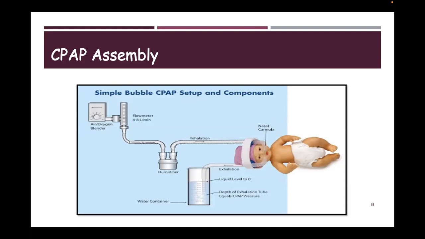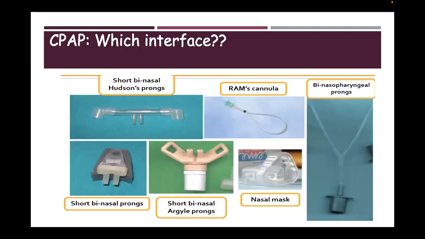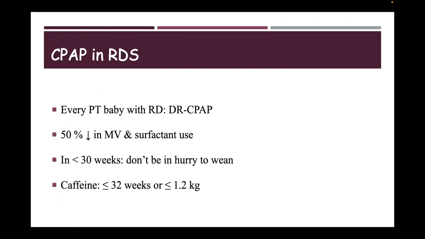All are the same. The advantage with the bubble CPAP, although again it is a theoretical advantage, is that the bubbles generate oscillations just like HFO, which may help in improving oxygenation, but the evidence is not very hard. The interfaces which are commonly used are the short binasal prongs or mask. The advantage of the mask is that it causes less nasal trauma. Since babies are obligate nasal breathers, it does not cause a decrease in the diameter of the nares.